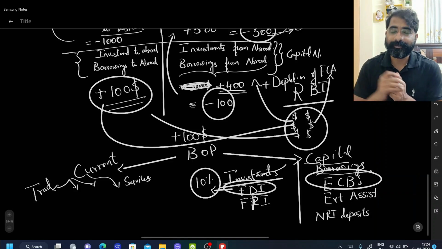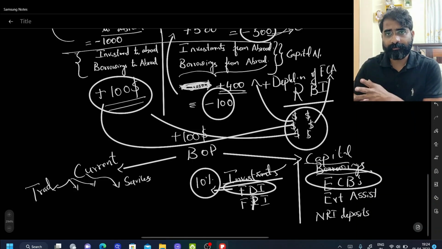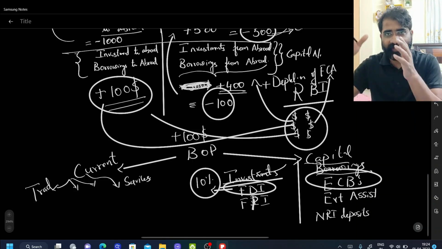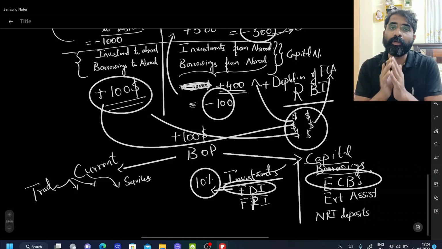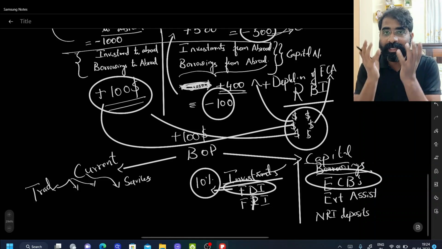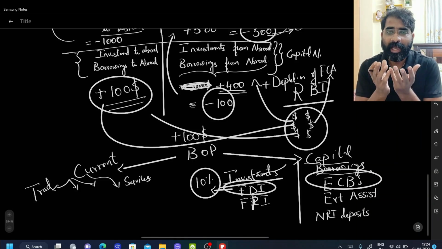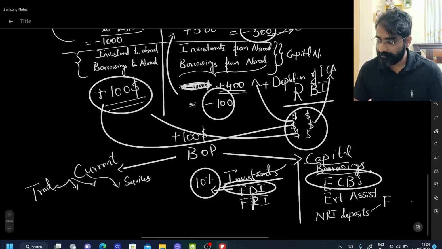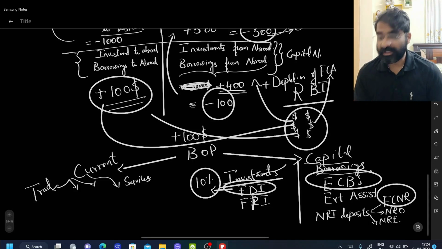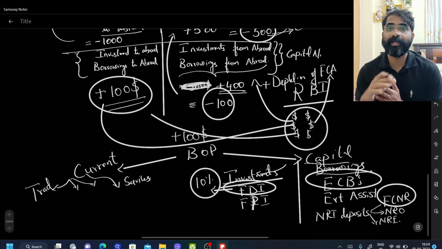Non-resident ordinary, non-resident external. There are different types. FCNR is basically only a term deposit which is maintained only in dollars. So NRI deposits are also seen as debt only. In this also we have three categories: the FCNR, foreign currency non-resident, the NRO, and the NRE, non-resident external. FCNR is only in term deposits. Others can be in term deposits or in demand deposits.